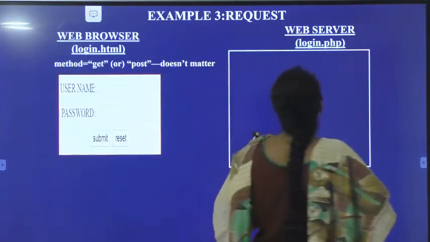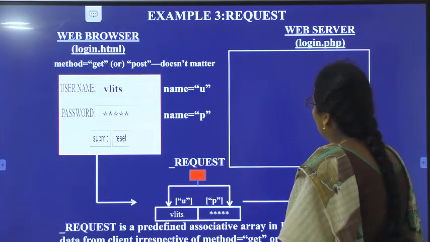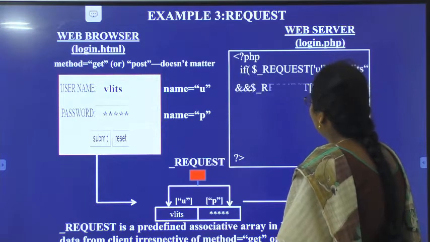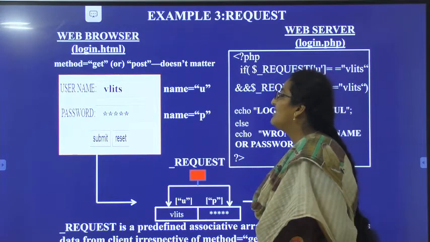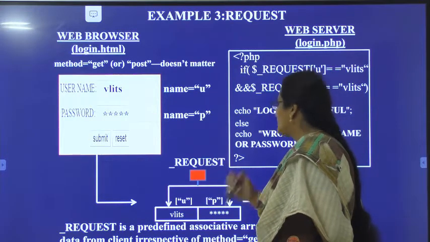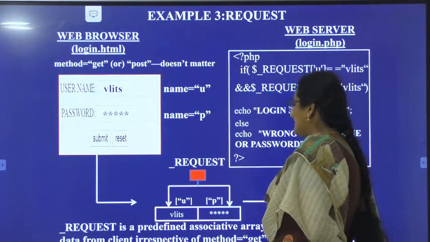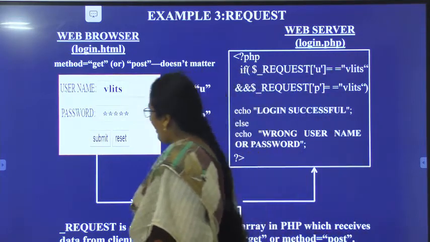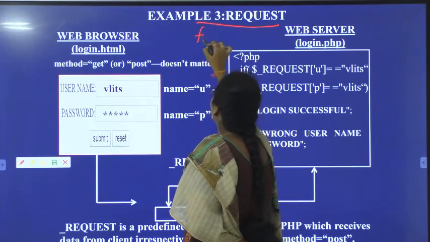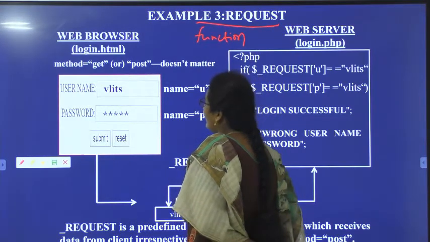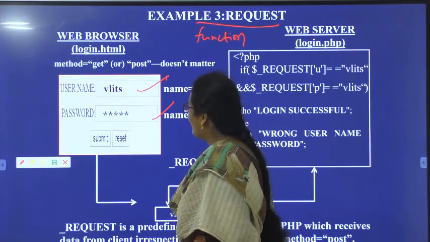So let us see the same example using request function. Here with the method we are not bothering. Whether the method is get method or whether the method is post method, we are not at all bothering. So an array will be created. In that array we will have the username and passwords. So using request function, we are creating the third one. Username VLITS, password VLITS we have created, and login page also we have created.